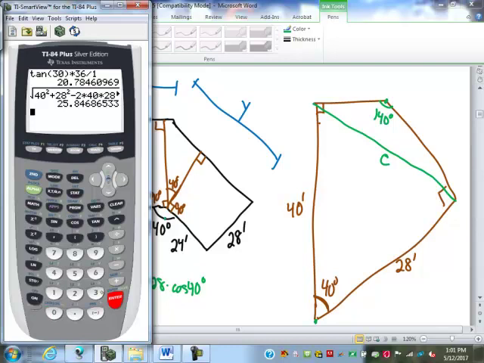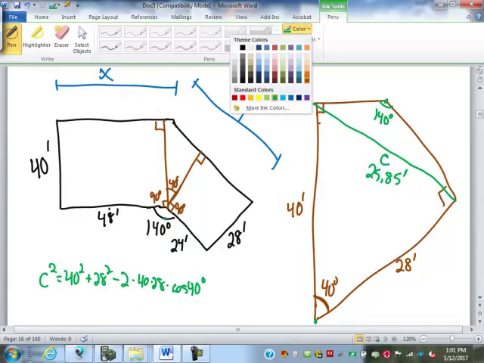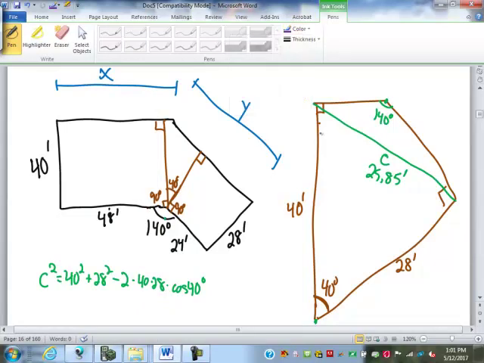So we get 25.85 feet here. So I've got the length of that side. Now what can I do? Well, let's find the small. Well, I know both of those angles are less than 90 degrees, don't I? Yeah. So it really doesn't matter which one I do. I don't have to worry about getting an obtuse angle. But out of habit, I'm going to use the smaller side.